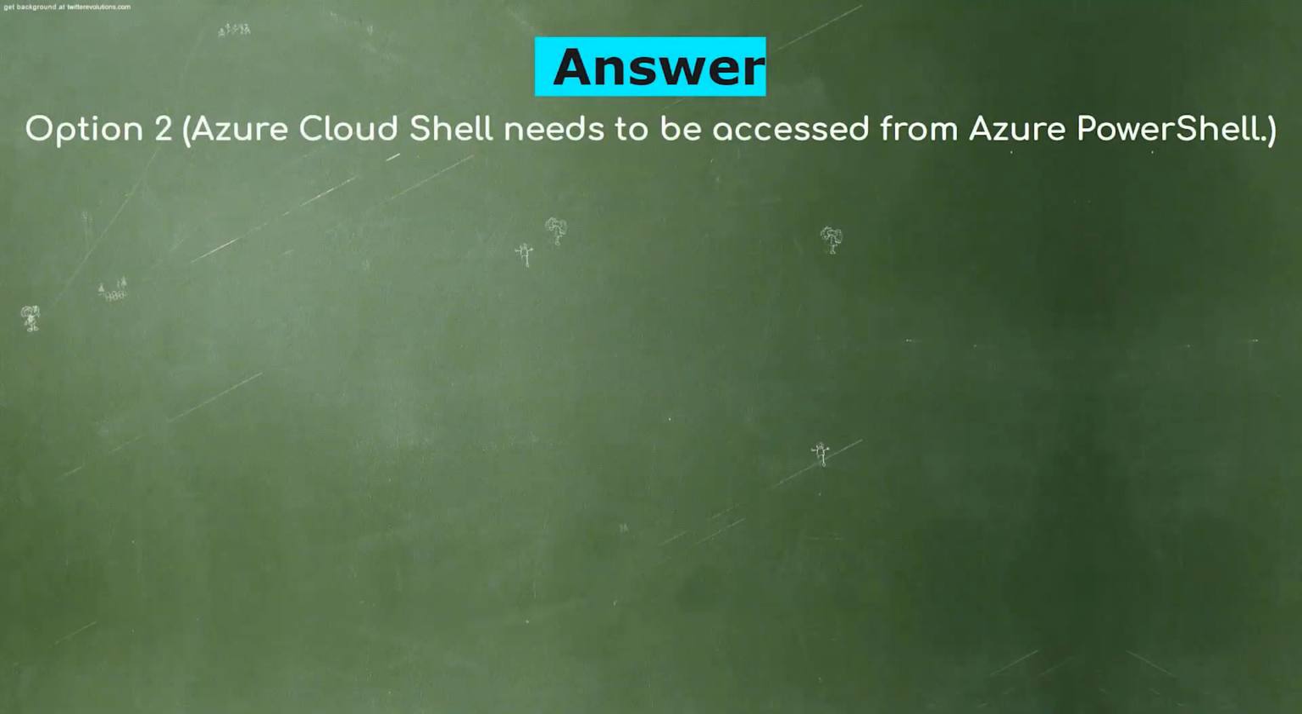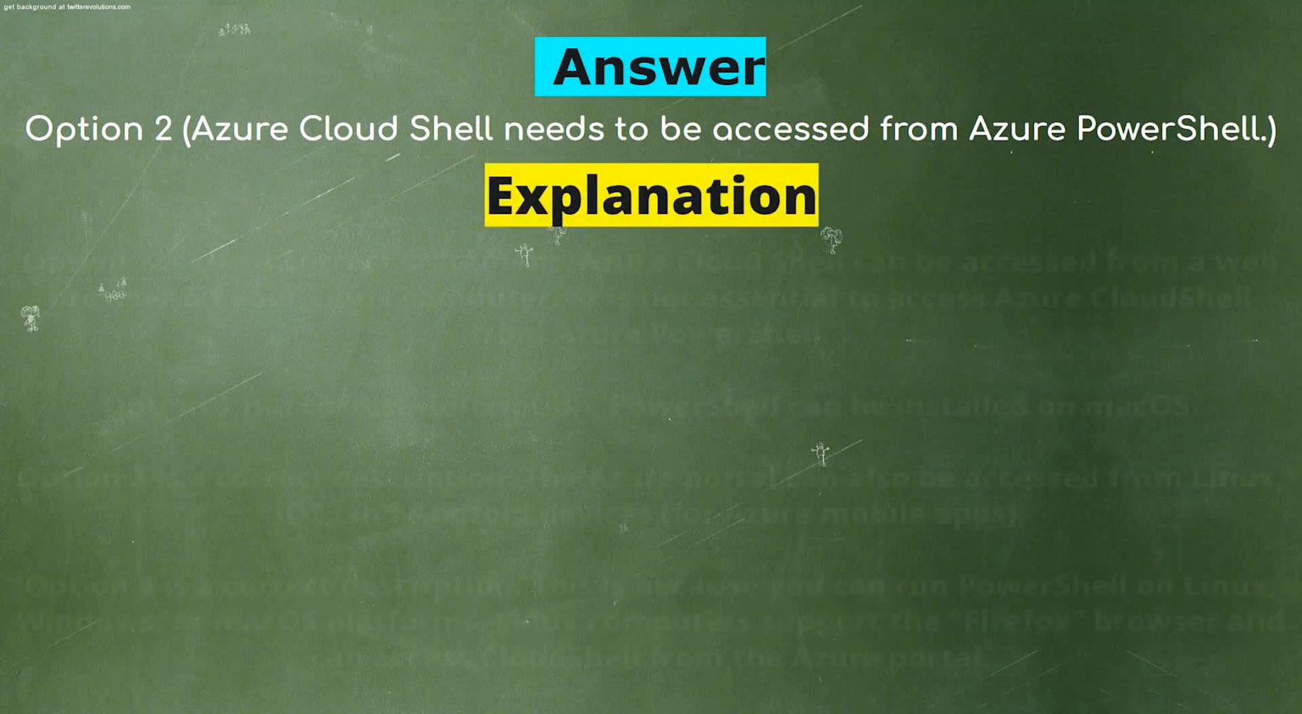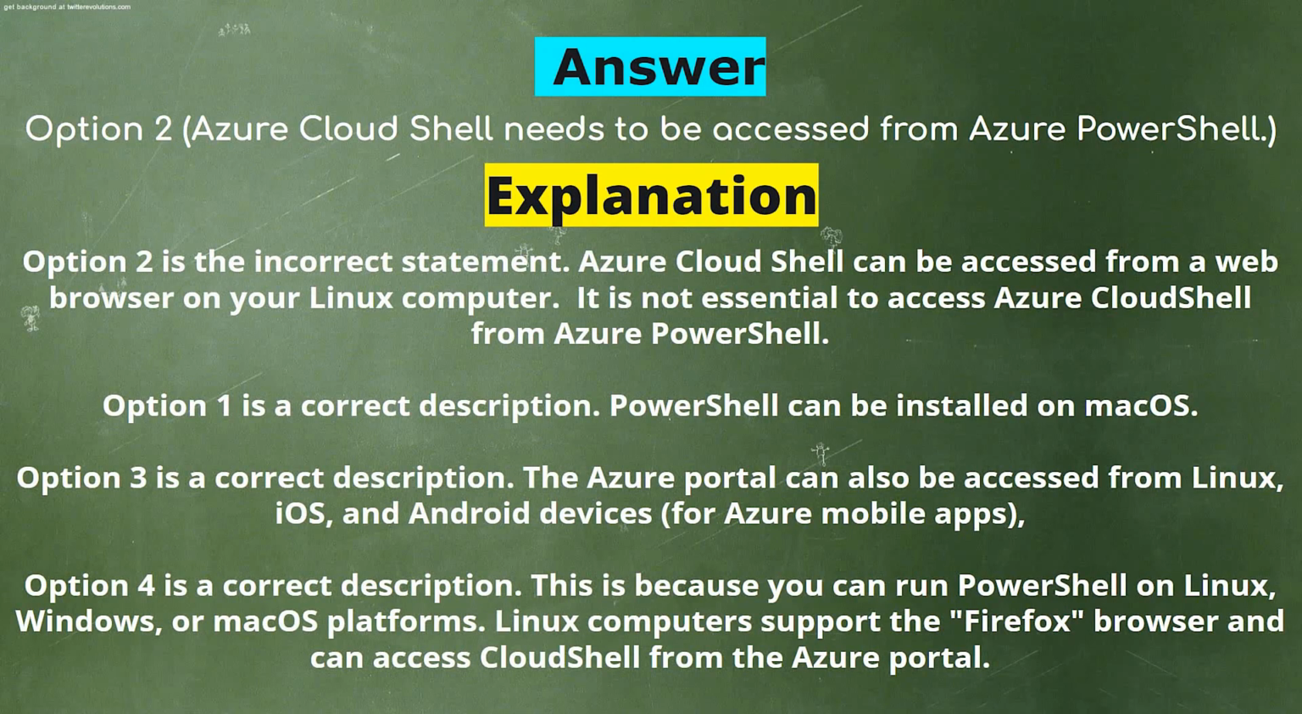And the correct answer is option 2. Azure Cloud Shell needs to be accessed from Azure PowerShell. Explanation. Option 2 is the incorrect statement. Azure Cloud Shell can be accessed from a web browser on your Linux computer. It is not essential to access Azure Cloud Shell from Azure PowerShell.